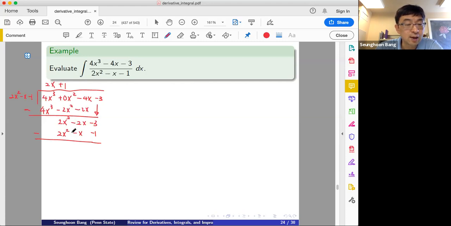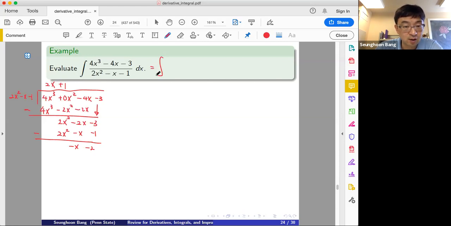The negative 2x minus x is changed, positive. The minus 2x plus x is negative x. The negative 3 plus 1 is negative 2. So we have it. You can change this one to this form.